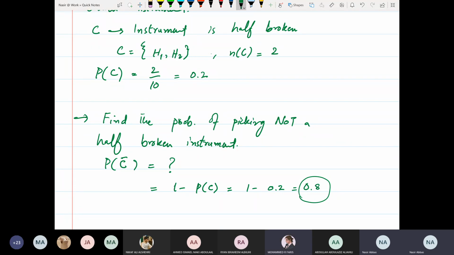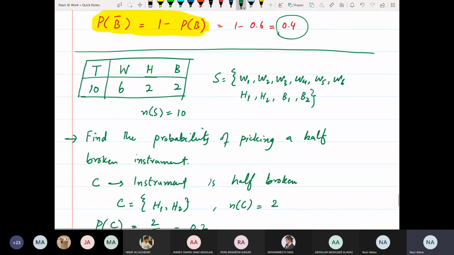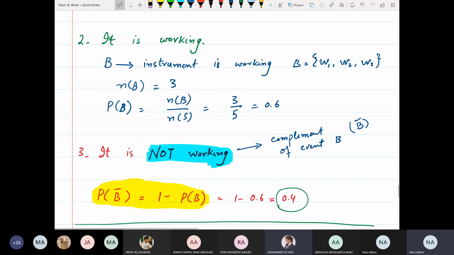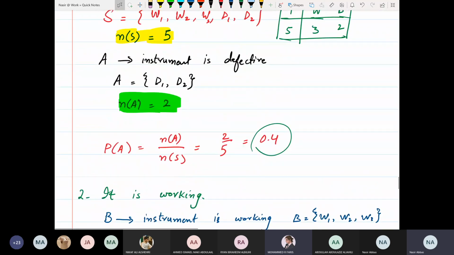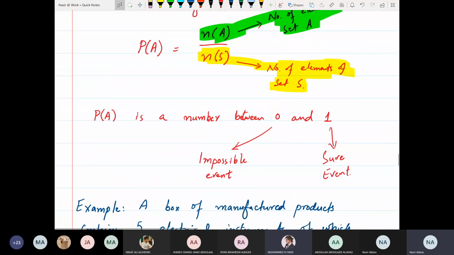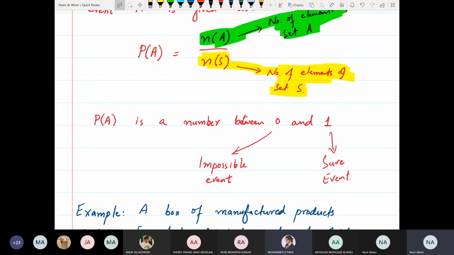Is it possible for the probability to be 0 or 1, or is it between 0 and 1? It will be between 0 and 1. It can be 0, it can be 1, and 0 or 1 means that you are talking about an impossible or a sure event. Yes, clear. Thank you.